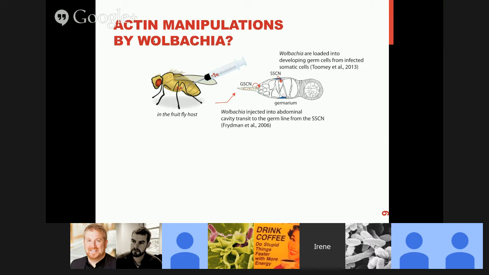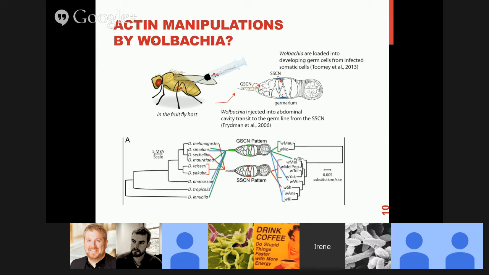And in a subsequent publication from a different group, it was shown that this characteristic localization in this tissue, the germarium, where the germline is derived from the female, is more congruent with the Wolbachia phylogeny than with the host phylogeny, suggesting that there's some Wolbachia-specific factor that's behind this localization.